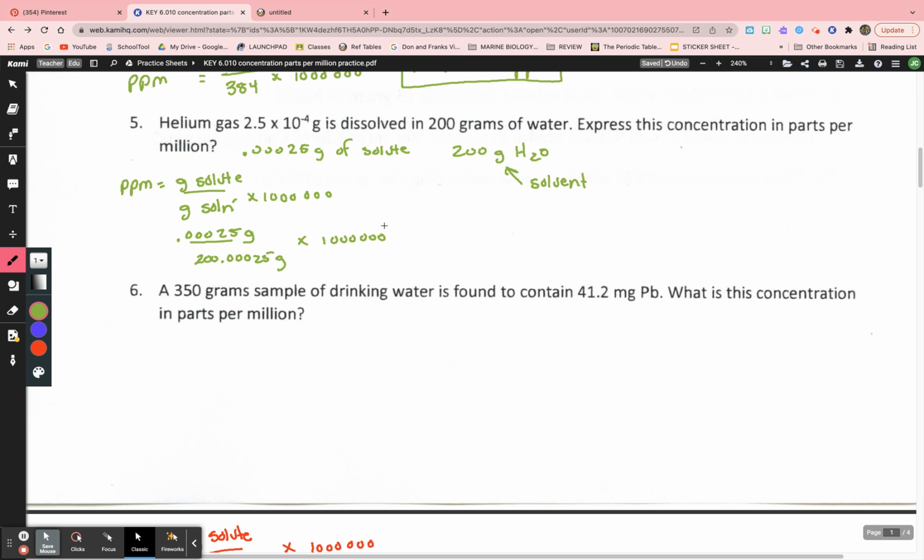So 0.00025 divided by 200.00025, and multiply that by a million. Make sure you have 6 zeros, and you get 1.25 parts per million.